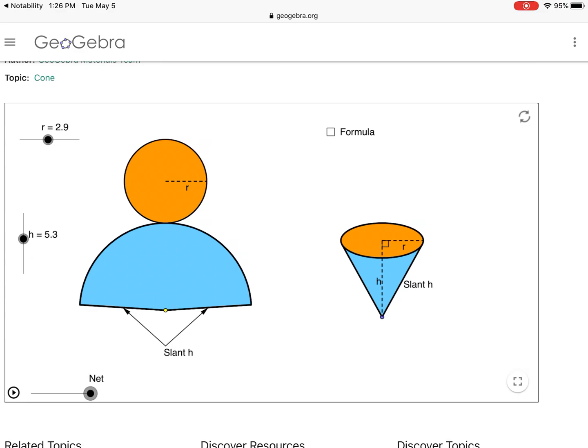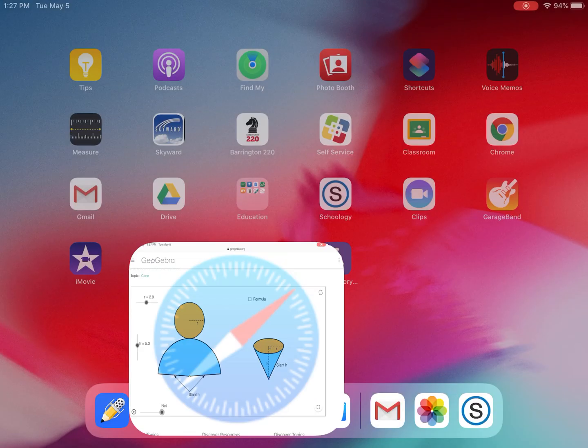When we talk about the net of a cone, we're looking at the circular base that we see in orange, and then this blue piece is really the sector of a circle, or in other words, part of a circle. Also notice that the edge of the sector, the arc length, is actually going to be the circumference of that circular base.